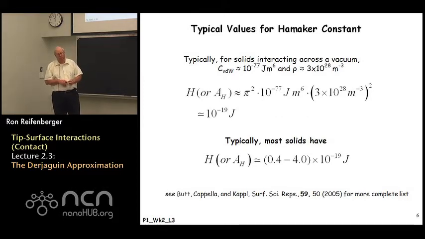If you look, for instance, there's a very nice review article by Bhattacharjee, Capella, and Kappel. They list Hamaker constants for a large variety of materials. What you'll find by looking at that list is that typically most solids have values between 0.4 and 4 times 10 to the minus 19 joules. So that sets the energy scale for the interaction potential energy between macroscopic solids that we're actually discussing.